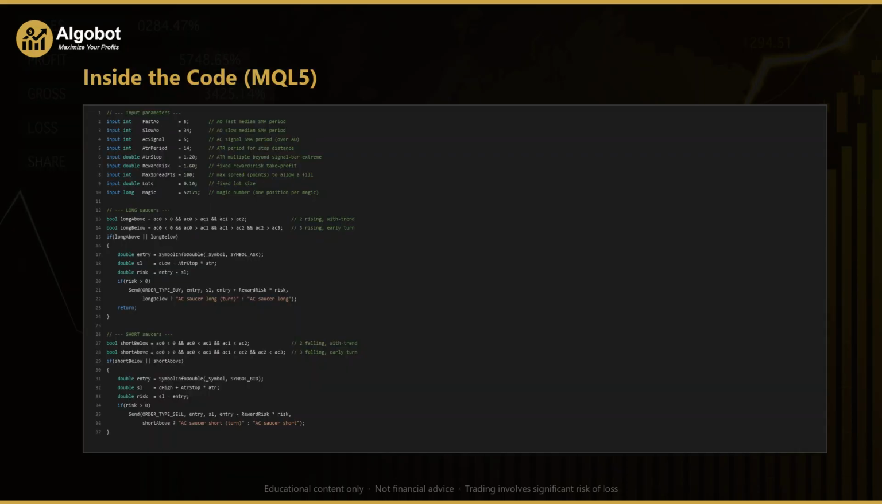Let's read the actual MetaTrader code on screen, just as you'd see it in MetaEditor. At the top are the input parameters. FastAo and SlowAo, defaulting to 5 and 34, set the two averages inside the Awesome Oscillator. AC signal, defaulting to 5, is the averaging period for the accelerator itself. ATR period and AtrStop define how far the stop sits from the signal bar, and RewardRisk sets the target as a multiple of that distance. Max spread points blocks wide-spread fills, lots fixes the trade size, and magic tags the position so only one is held at a time. Below that are the two signal blocks.